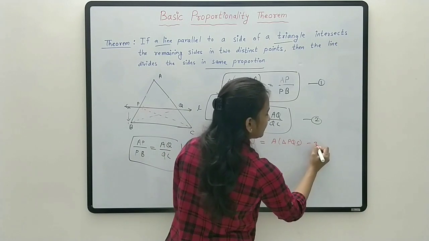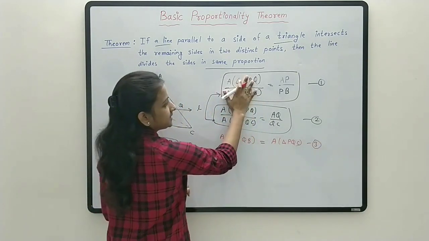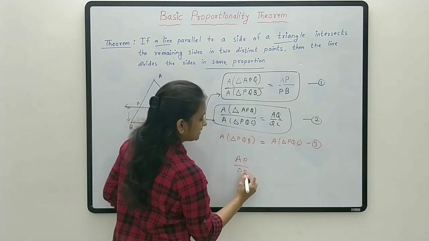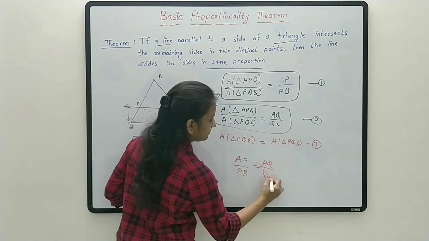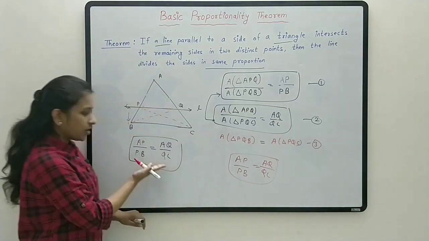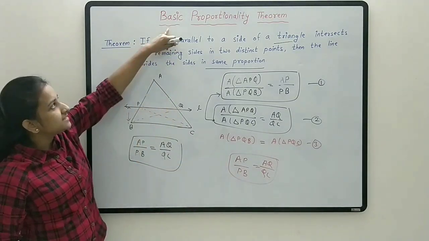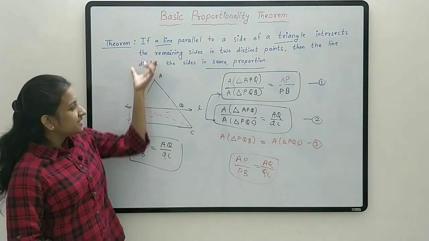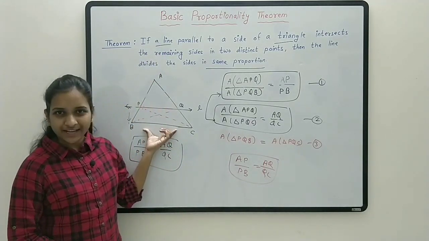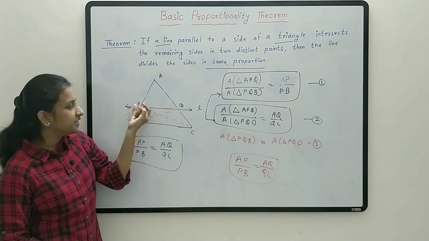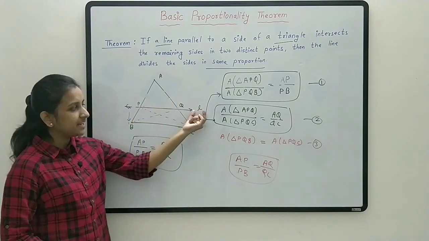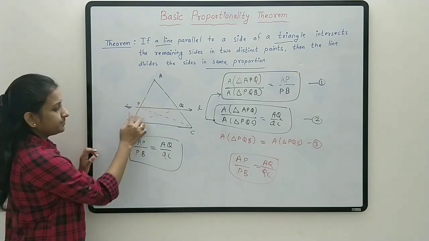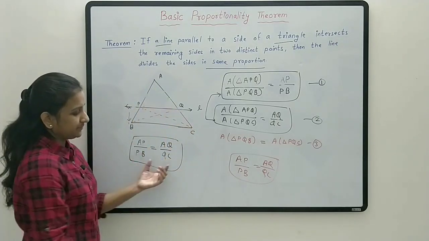This is our third equation. So from this we can say the LHS is equal. From that we can equate these two terms: AP upon PB is equal to AQ upon QC. This is what we were asked to prove. This is the basic proportionality theorem. Understood the theorem? The theorem says if a line parallel to a side of a triangle intersects the remaining sides in two distinct points, then this line divides the sides in the same proportion. AP by PB is equal to AQ by QC.